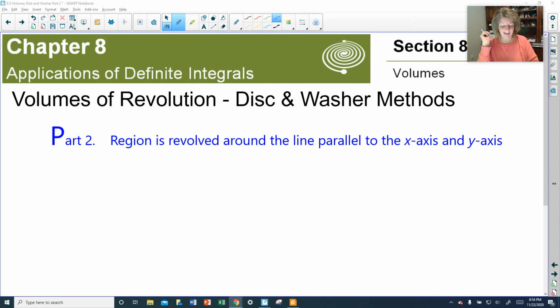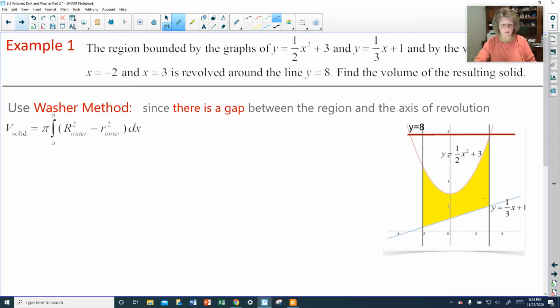I'm recording lesson 8.3. It's part 2 for volume of revolution, where we're going to work with disk and washer. The only change is we're going to move that axis of rotation. On part 1, all we did was keep the axis of rotation on the x-axis or the y. Now we're going to do some shifting around. So we've got 3 examples coming your way. I'm sure you'll catch on just as soon as we get through those 3.